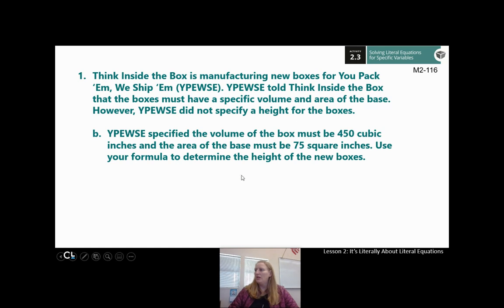So let's see what we've got here. We said the volume is 450 cubic inches. We said the area was the same as length times width, and that is 75 square inches. So here we go. That means that I can just plug in for V. Instead of V, let's plug in our 450 cubic inches. Instead of LW, that's our area, instead of length times width, let's plug in the area of the base, which is 75 square inches.